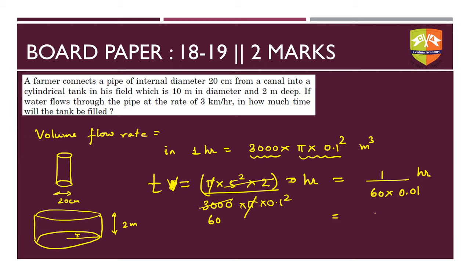Okay. So in 1 hour, how many minutes? 60 minutes. So 60 by 60 into 0.01 minutes. So that means 1 by 0.01 minutes, which is 100 minutes. Yes, so those who are getting 100 minutes, correct answer.